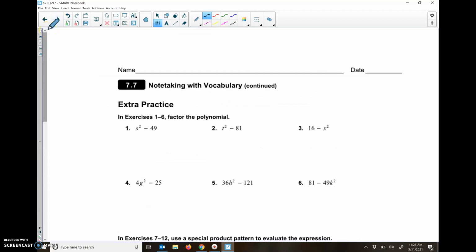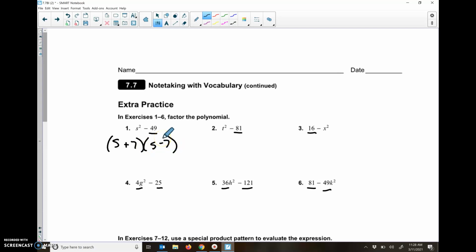So s squared minus 49. Again, if you look at all these, 49, 81, 16, 4 and 25, 36, 121, 81, and 49, they're all perfect squares. So 7 times 7 is 49. So really you just got to figure out what the signs are going to be. Is it going to be s plus 7 and s plus 7, or s minus 7 and s minus 7, or one of each? Since I have a negative 49, we can figure out it's going to be s plus 7 and s minus 7.